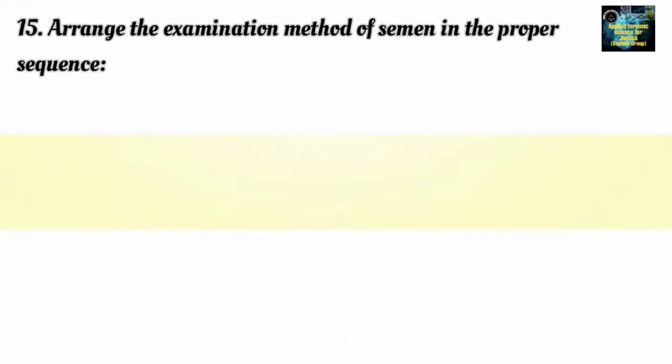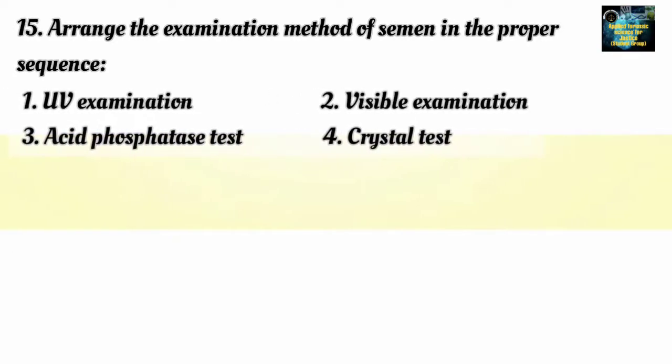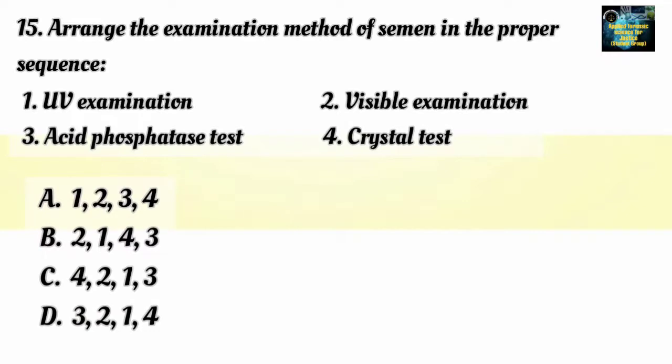Next, question number 15. Arrange the examination method of semen in the proper sequences. The sequences are 1. UV examination, 2. Visible examination, 3. Acid phosphatase test, 4. Crystal test. The codes are A. 1, 2, 3, 4, B. 2, 1, 4, 3, C. 4, 2, 1, 3, D. 3, 2, 1, 4. Answer is option B.